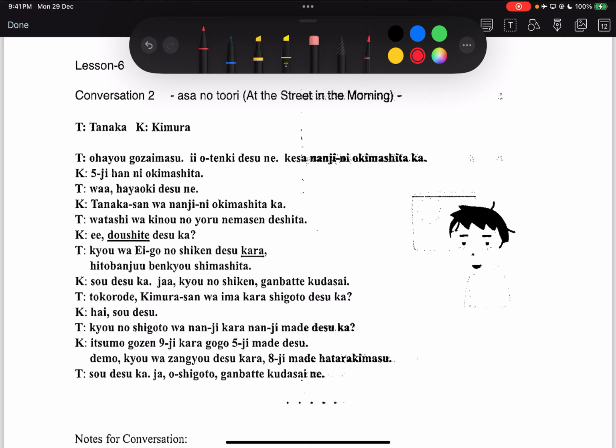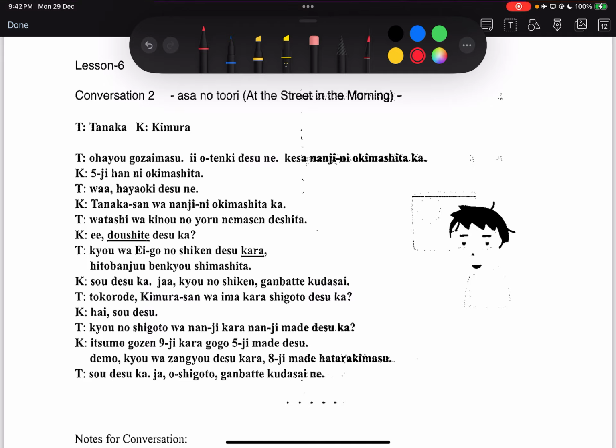Okay, 今朝何時に起きましたか? Right, so 今朝 is this morning, 何時に is at what time, 起きました is past tense, so woke up. か is the question mark. K says 5時半に起きました. Right, 5時半 is 5:30, に起きました, woke up at 5:30. T says わー早起きですね.